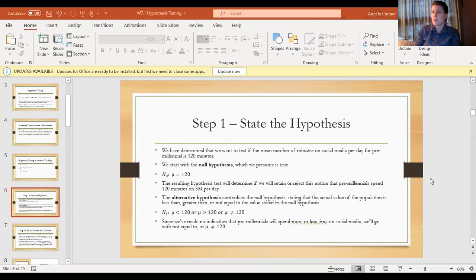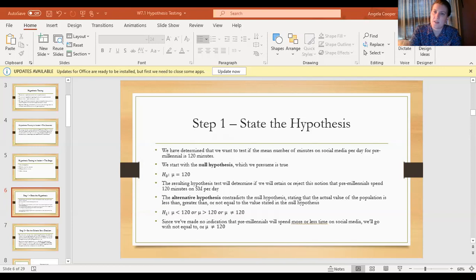So step 1, state the hypothesis. We mentioned the average consumer spending 120 minutes, or 2 hours, on social media per day. Well, let's keep it with 120 for minutes. So we start with the null hypothesis. Stating the hypothesis, we have to state a null and an alternative hypothesis. So let's start with the null. We always presume going into the test that the null is true.